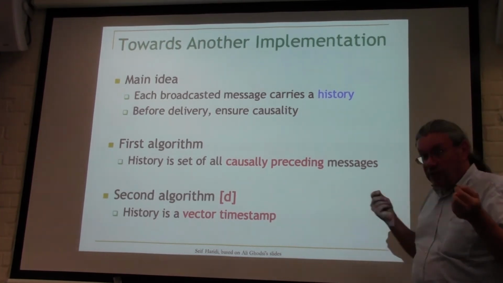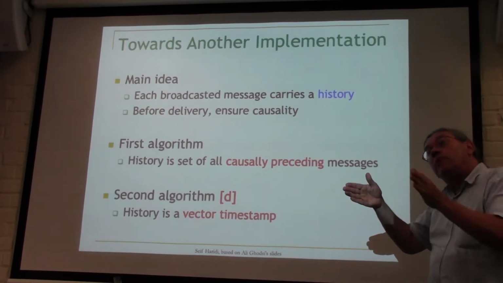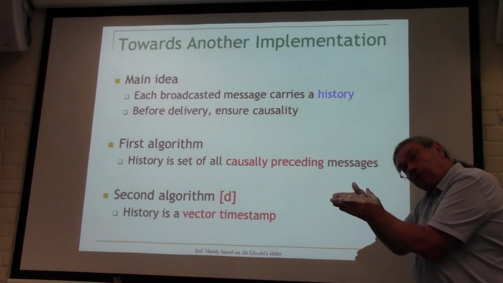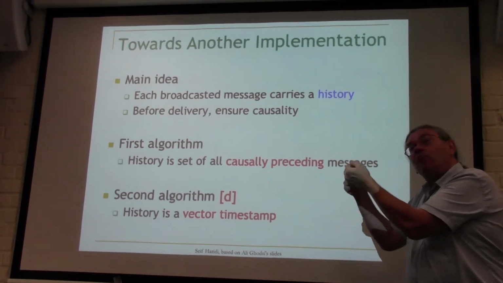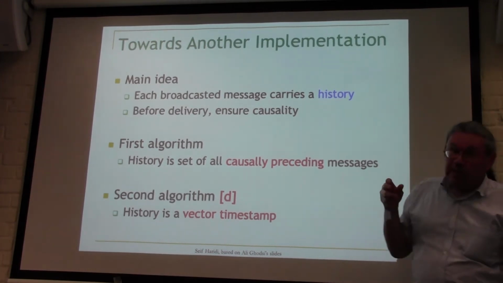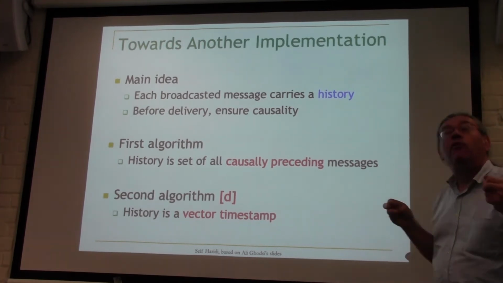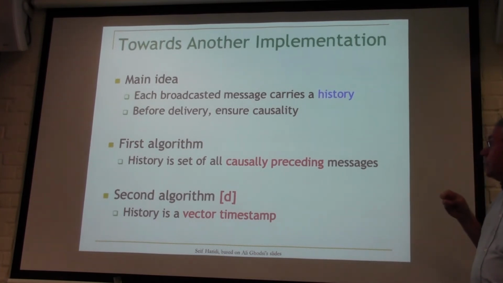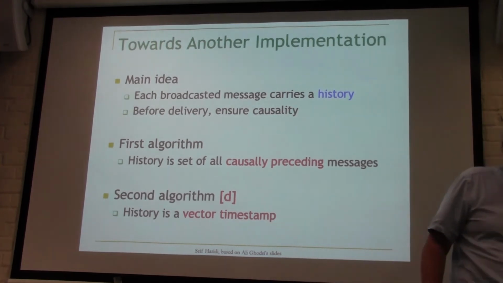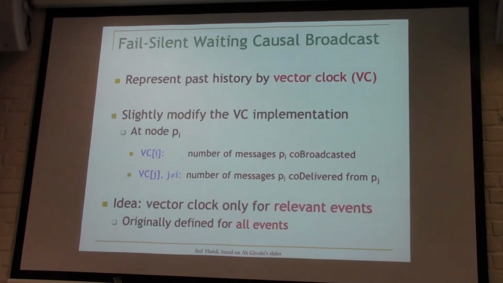If I do that, then I just have to wait until a certain number of messages have arrived from that node, and then I'm ready. So the trick is not to keep track of the actual messages, but just the number of messages that I have to wait for from each node, the ones that are causally before. And the vector timestamp can tell me that. So that's kind of the idea. But first, let's go into a little bit of detail on how that would work. Okay?